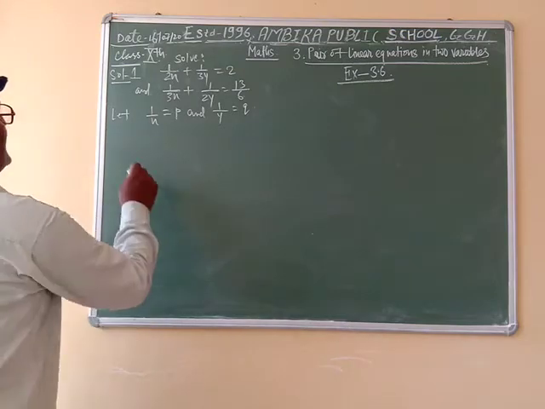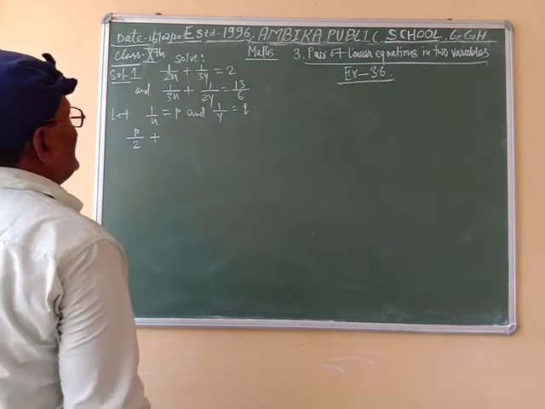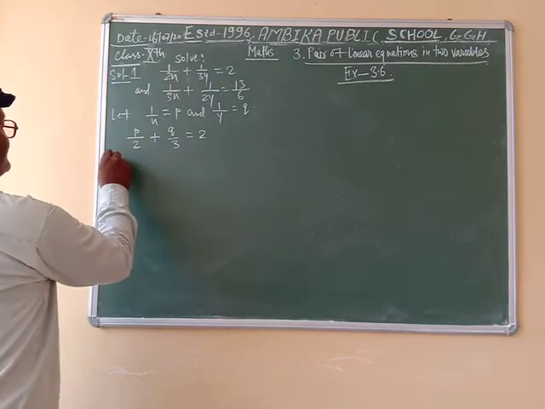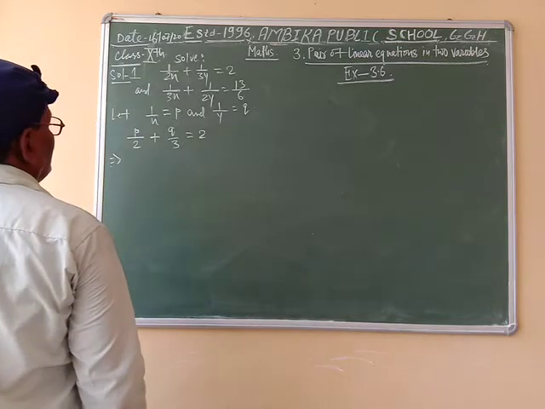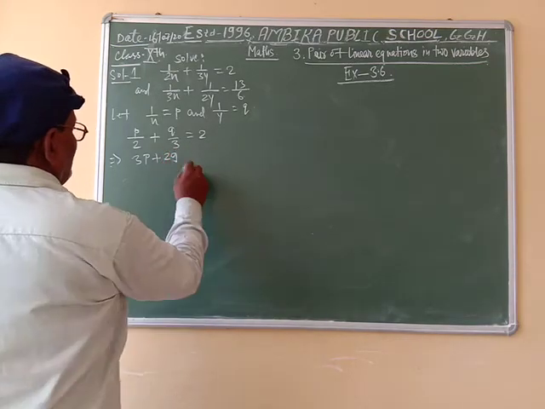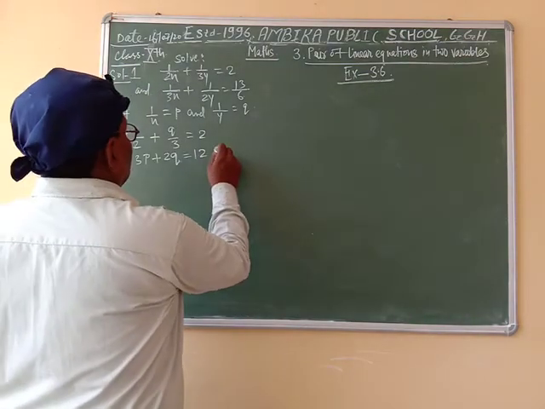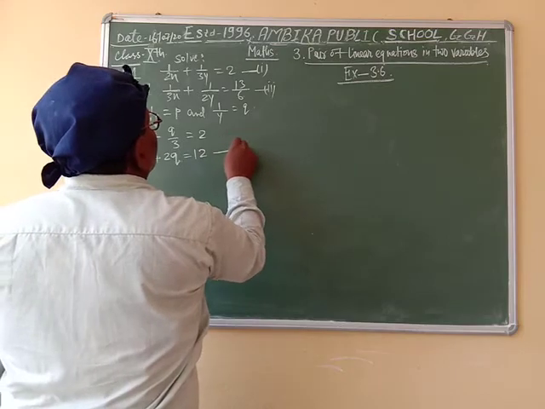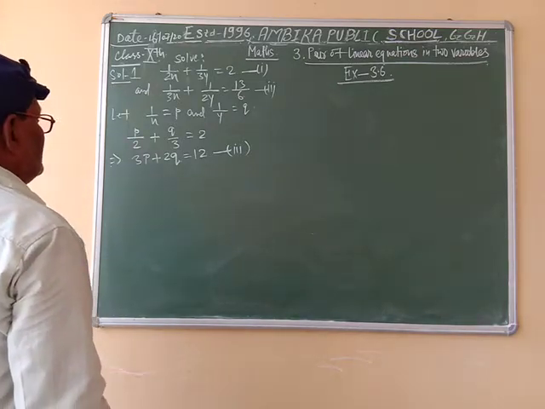Then the form of the equation will be p by 2 plus q by 3 is equal to 2, or 3p plus 2q is equal to 12. Let us call this equation number 3.